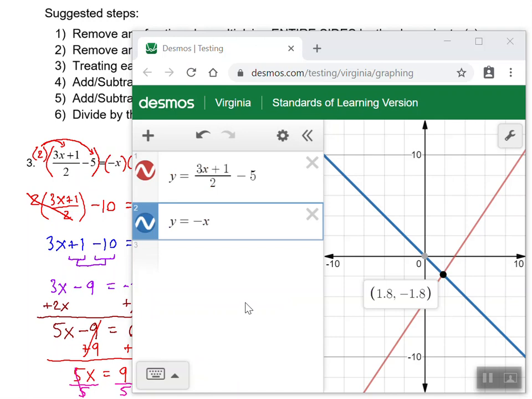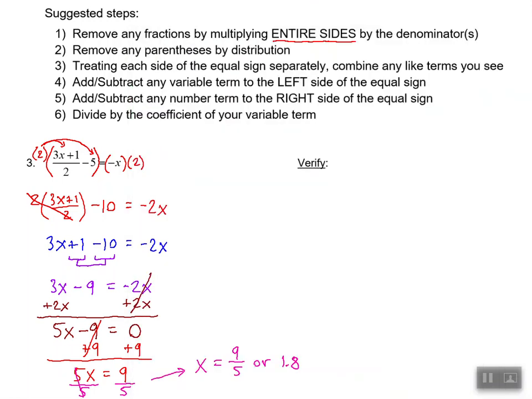Okay, thanks for trying that. I plugged the entire left side into Desmos right here. I plugged the entire right side into Desmos right here, and I saw that those two lines intersected right here at this dot that has an x-coordinate of 1.8. So I know that I am correct, and I can circle this 1.8, or the 9/5. It's the same thing. So I have verified on Desmos.